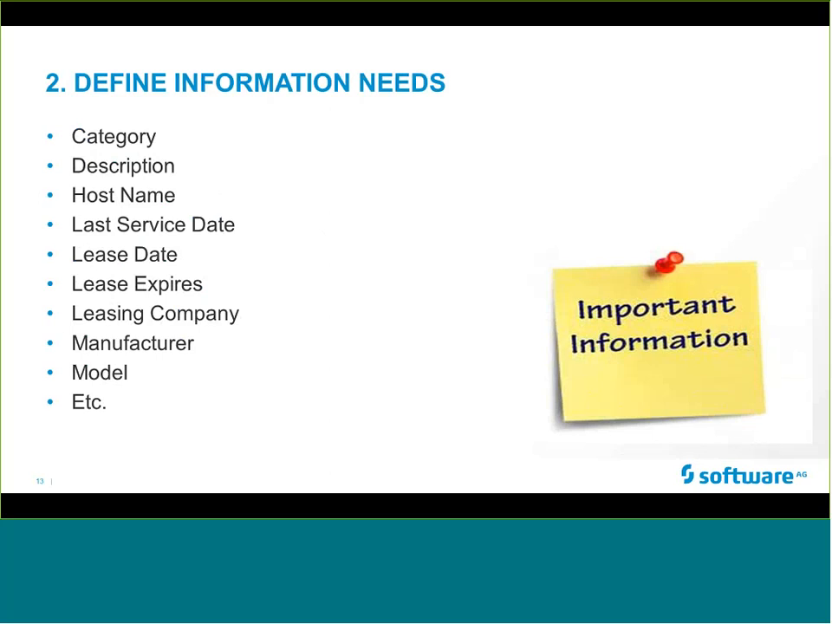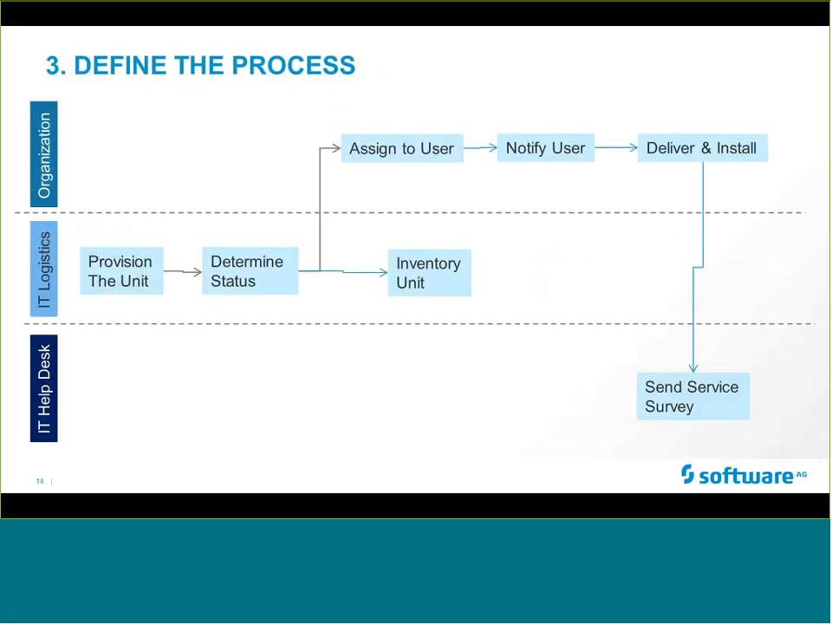The next thing would be what information is needed. You know, service date, warranty dates, who we purchased it from, description, maybe organization it's assigned to. This is easy. This is what she's using today. She's tracking that in Excel. Define the process, step 3.